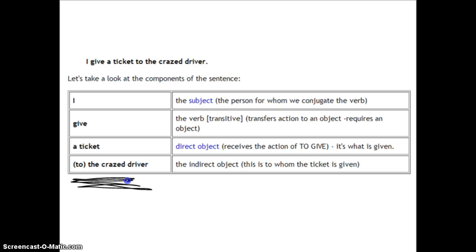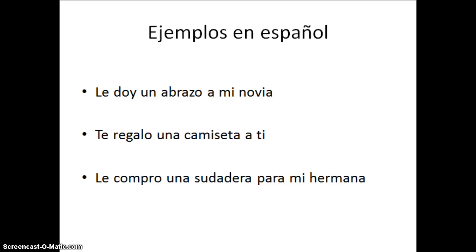So I is the subject, give is the verb, the ticket is receiving the action of the verb, and the crazed driver is who the ticket is being given to. As we ask ourselves what for the direct object, what is being given, we ask to whom or for whom for the indirect object, and that usually clears things up. Now that we understand how to do it in English, let's figure out how to do it in Spanish.